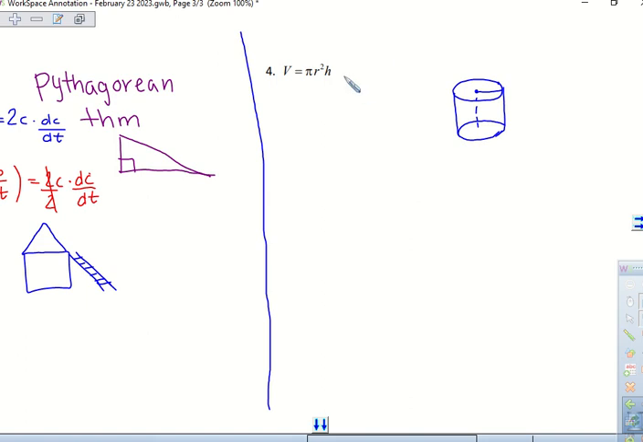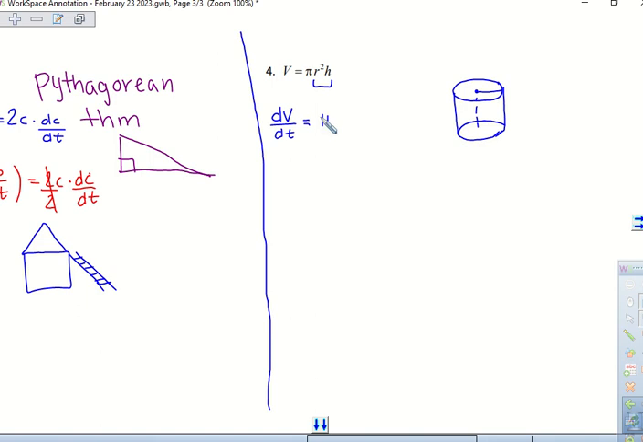So, what you're going to notice here is we have the product of two variables. What does that call for in calculus? Product rule. The product rule. So, we're going to start by taking the derivative of volume, which is going to be 1 times dV over dt. So that's volume changing with respect to time.